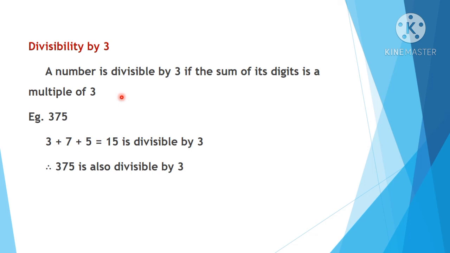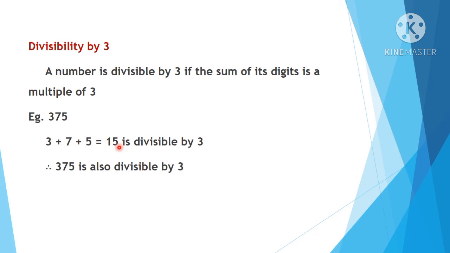You will get one answer, right? Here we are getting the answer 15. So check it for 15. 15 divided by 3: whether you are getting the remainder 0, yes, you are getting the remainder as 0 because 3 fives are 15. So it is divisible, right? Then we can say that 375 is also divisible by 3.